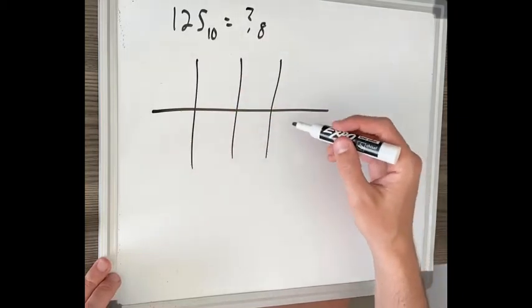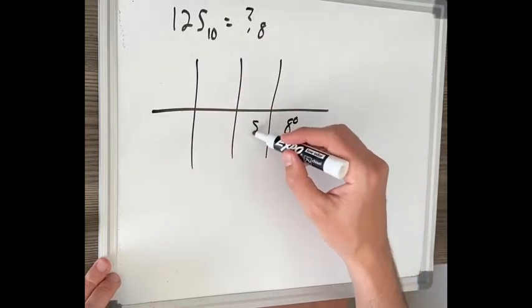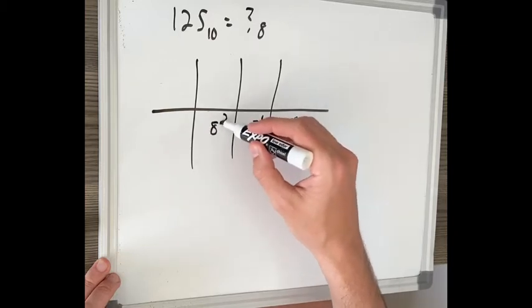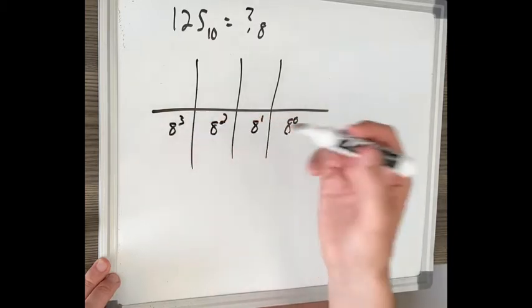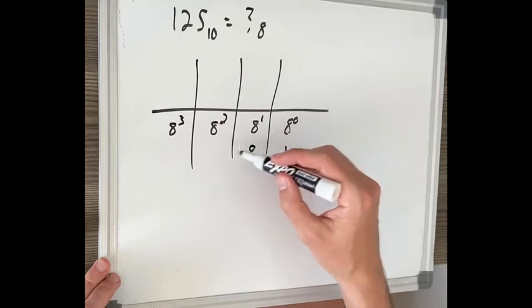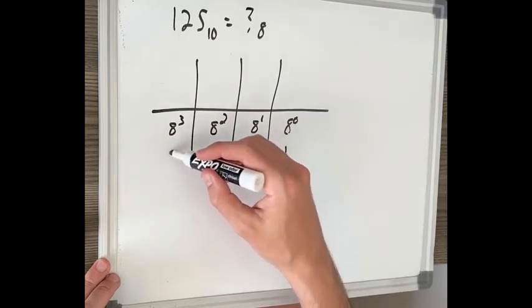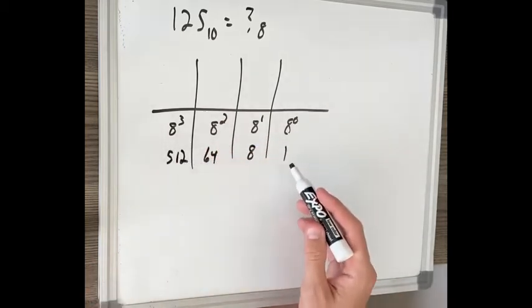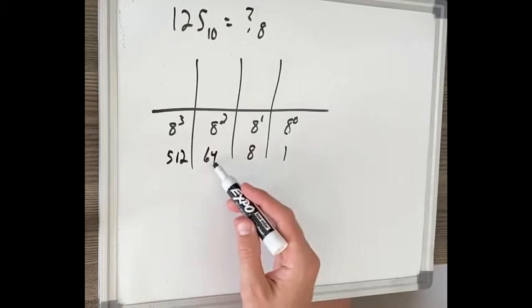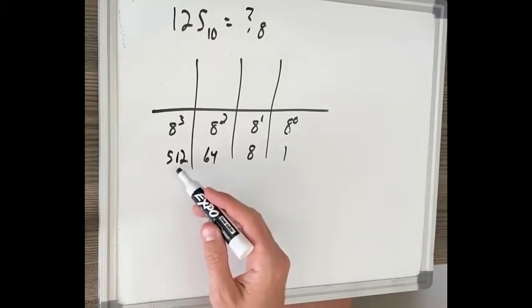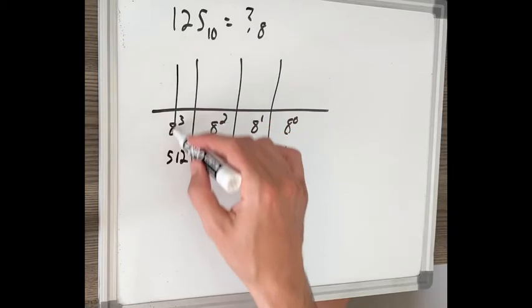I know I'm not going to need too many. 8 to the 0, 8 to the 1, 8 squared, 8 cubed. So this is 1, 8, 64, 512. Do I have 1? Yes. Do I have 8? Yes. Do I have 64? Yes. Do I have 512? No, I don't have 512, so I don't have to worry about this at all.